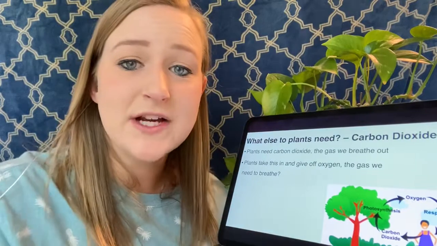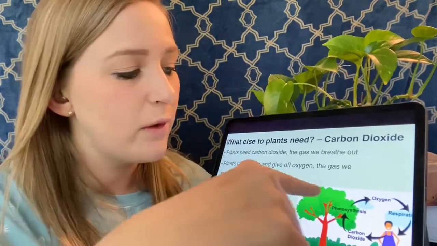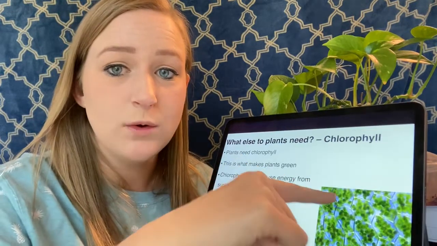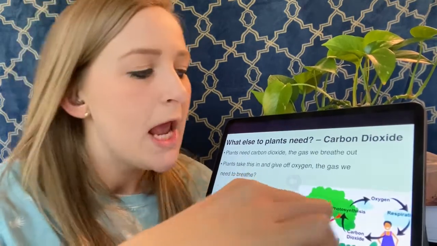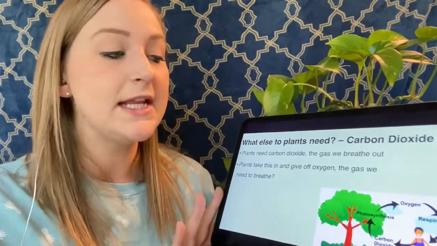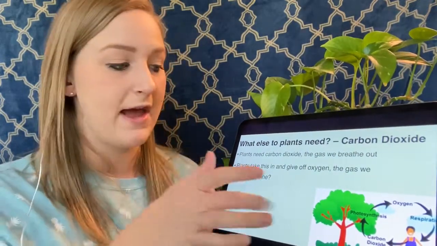If you can see in this picture, I'll move it over. We've got carbon dioxide coming out of the person and then oxygen coming out of the plant. So we'll talk about that a little bit more, but they need that carbon dioxide that we breathe out.